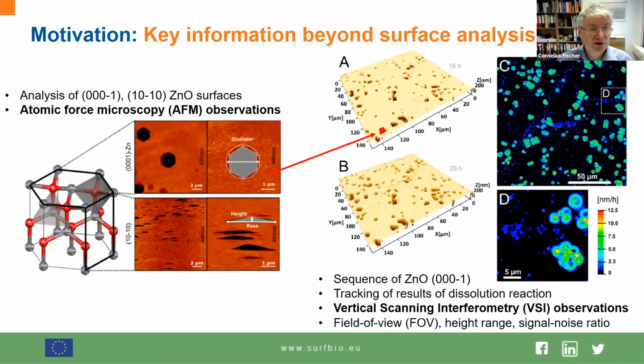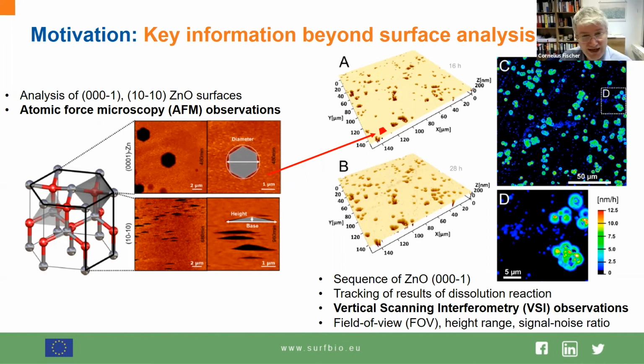And we do have AFM analysis of the surfaces here, and the material has been dissolved and developed so-called etch pits. So these are voids of the volume where material has been dissolved and released to the solution. And as a function of crystallography, you can see very characteristic shapes: the hexagonal shape over there, and these triangular shapes from the 10-10 surfaces.